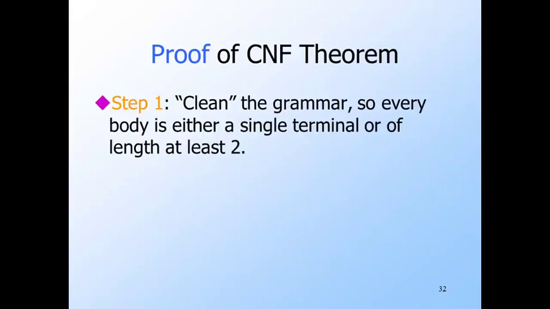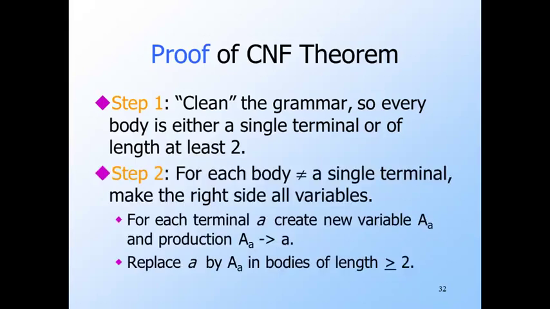Our first step is to do the cleaning we just described. The result is the grammar no longer generates the empty string, even if the old one did, but otherwise the languages are the same. But all production bodies are either a single terminal or have length at least 2. Our second step is to turn those bodies that are not a single terminal into bodies of all variables.